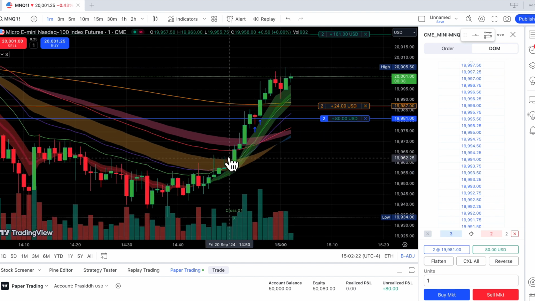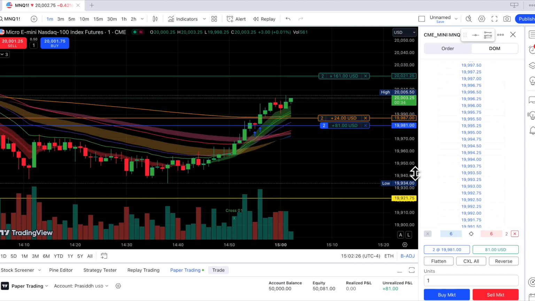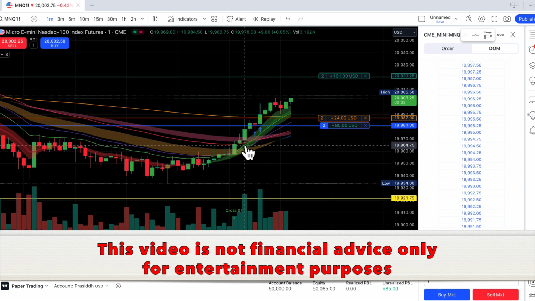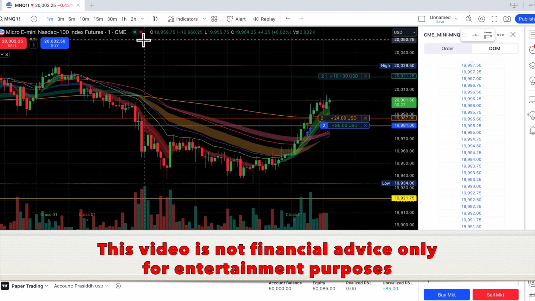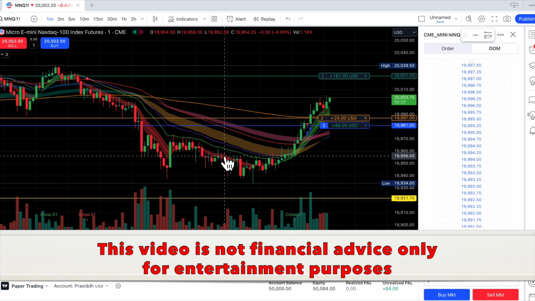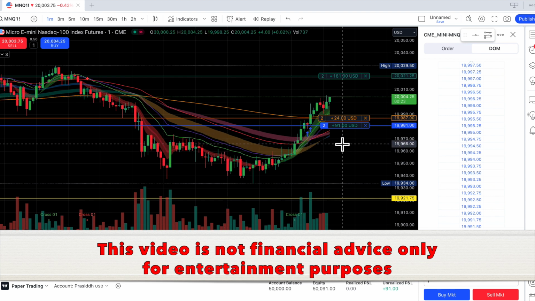So that gave me a confirmation that price action has changed from this downward trend to an upward trend.